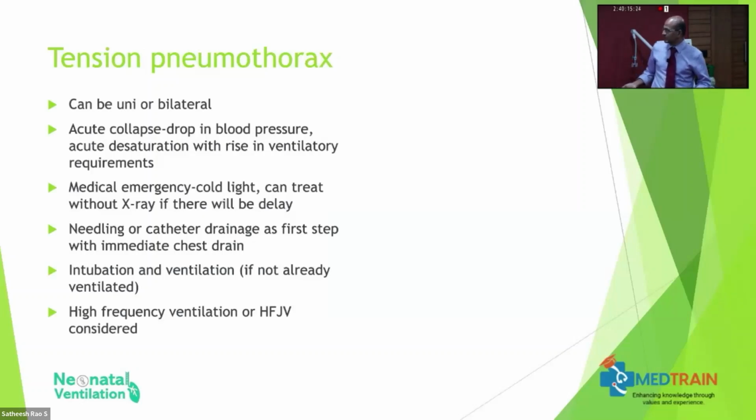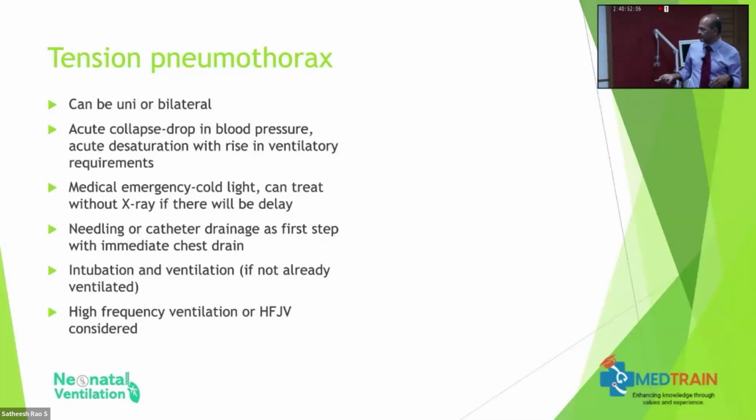So tension pneumothorax can be unilateral or bilateral, and when we call it tension, it means it's affecting the mediastinal pressure. So the cardiac function is affected, you get hypotension, you get difficulty with gas exchange. So that's what differentiates. We discussed the asymptomatic or mildly symptomatic pneumothorax. A tension pneumothorax is a medical emergency. There is a drop in blood pressure, acute desaturation with rise in ventilatory requirements. You can diagnose it with transillumination, which is the cold light we call it. And if the baby is collapsing, you can treat it on that basis. You don't need an X-ray to confirm.